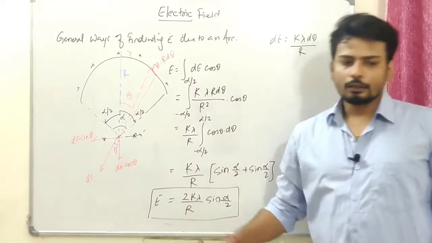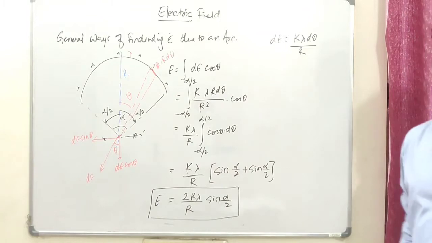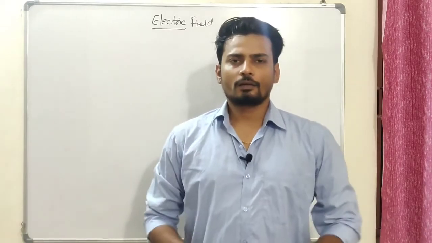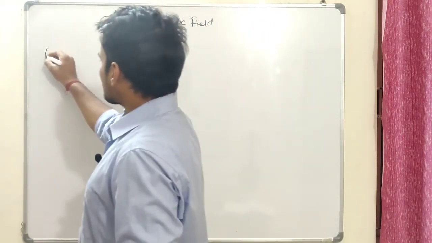So E is going to be 2kλ over sin(α/2). Now let's see some examples based on this, and then we can go ahead. Alright, let's see some more questions based on that. Okay, let's have an example like this.